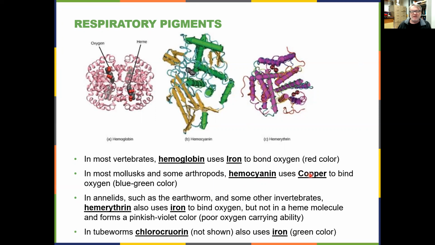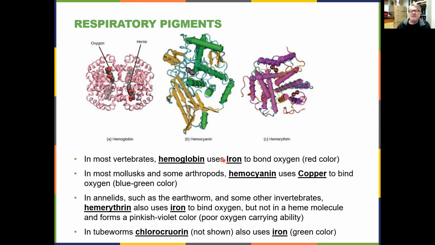When oxygen binds to the copper, it forms a bluish green color. So you may have seen blood from mollusks, so clams, but also some insects, that may be a bluish green color. That's because they use copper instead of iron. And it's just the normal color of copper when it's bound to oxygen. This is the same color as the Statue of Liberty, and for the same reason. The Statue of Liberty is made of copper, and it's oxidized, so it's bound to oxygen. So it's that type of color.